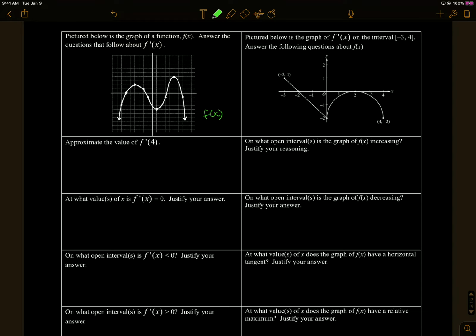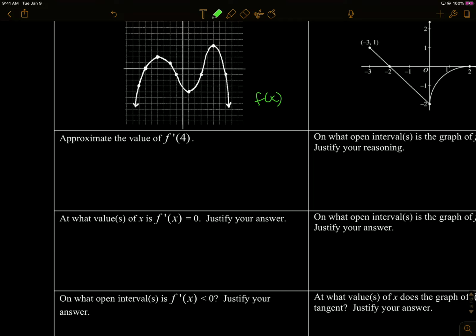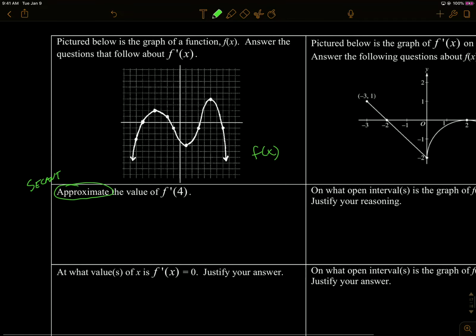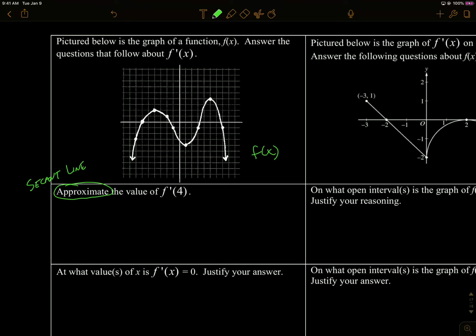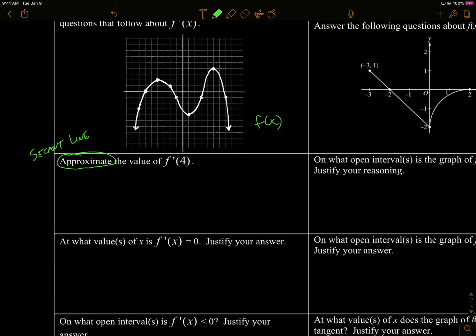So first of all, it's asking us about f prime at 4. So remember it says to approximate. That means if it's asking us to approximate, we're probably going to use a secant line slope. If they wanted the exact one, we can do the derivative, but we don't have an equation for f. So we have to use a secant line to approximate the value of the derivative at 4. So we're at 1, 2, 3, 4. That is a point that's not indicated on this graph. It looks to be right about there.